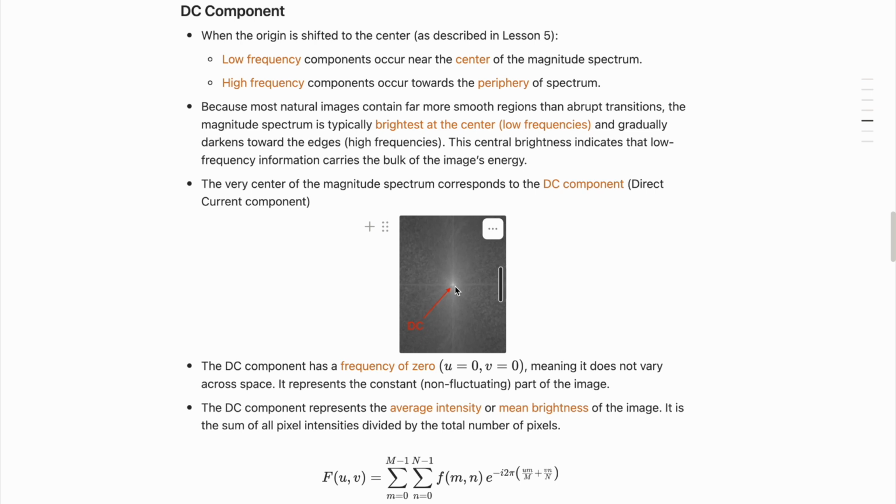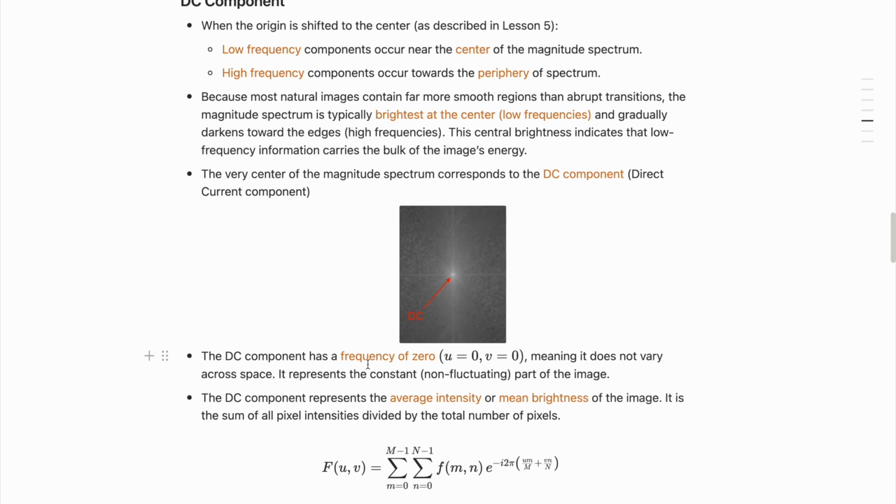And because natural images contain far more smooth regions, as we saw in the cat image, than abrupt transitions, the magnitude spectrum is typically brightest around the center, that is the low frequencies, and gradually darkens as we go more peripherally. The central portions of the image represent the smoother, lower frequencies, and the more peripheral regions of the frequency spectrum represent the fine details, the edges, and the texture of the image.